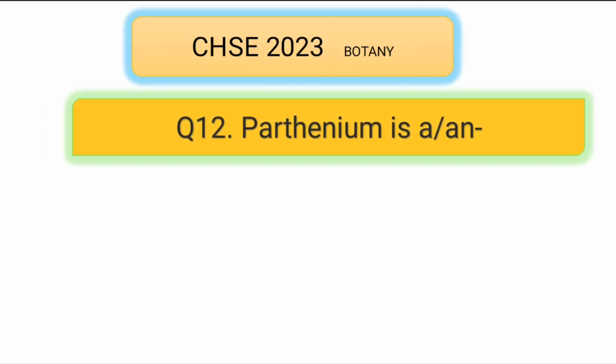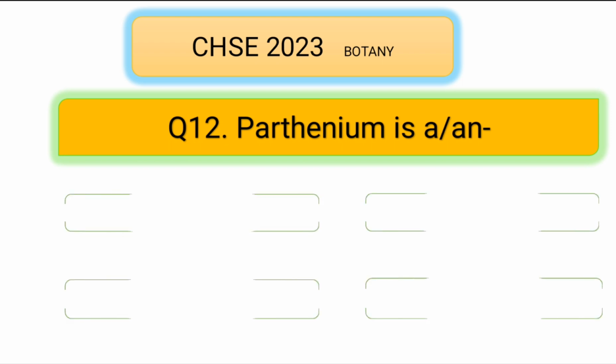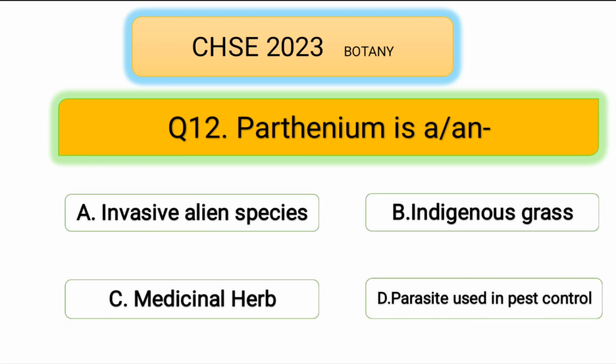Now the next question is, Parthenium is a or an: invasive alien species, indigenous grass, medicinal herb, parasite used in pest control? The answer is option A, that is invasive alien species.